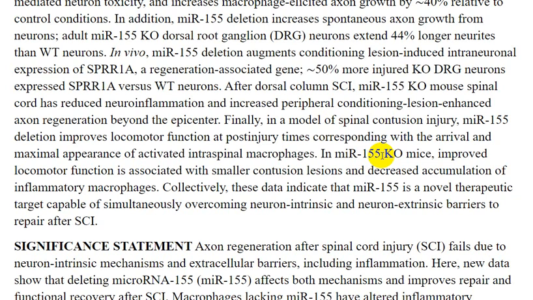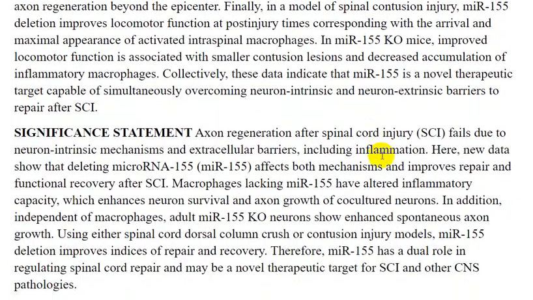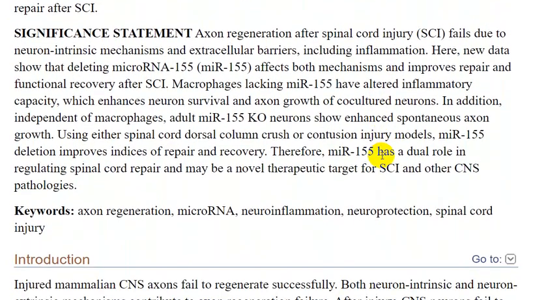Collectively, the data indicate that miR-155 is a novel therapeutic target to simultaneously overcome neuron-intrinsic and extracellular barriers to repair after SCI. Regeneration after spinal cord injury fails due to neuron-intrinsic mechanisms and extracellular barriers including inflammation. Here new data show that deleting microRNA-155 acts on both mechanisms to improve repair and functional recovery after SCI.